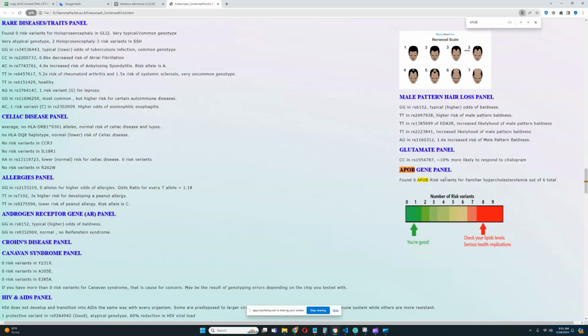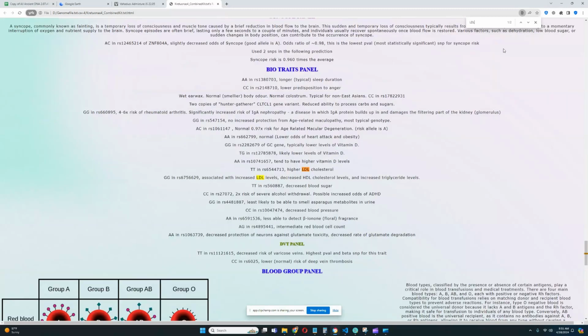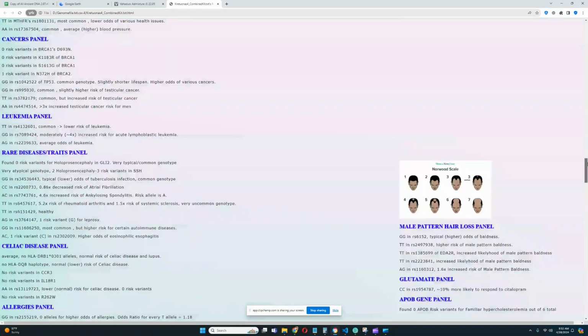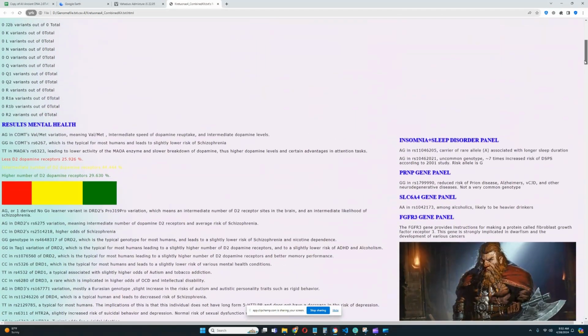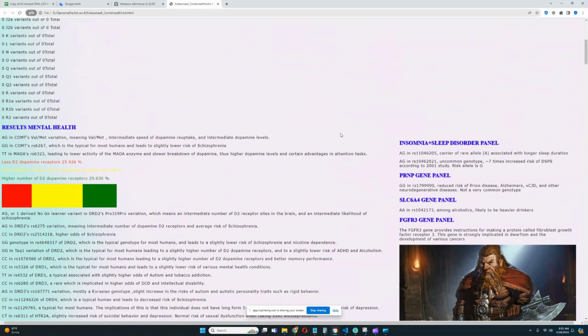So why is she scoring so high for the lipid levels? Hold on, let's see for that. So she's got some genotypes that increase levels of LDL cholesterol, but she does not have any risk variants for hypercholesterolemia in ApoB. So that's good, I guess.